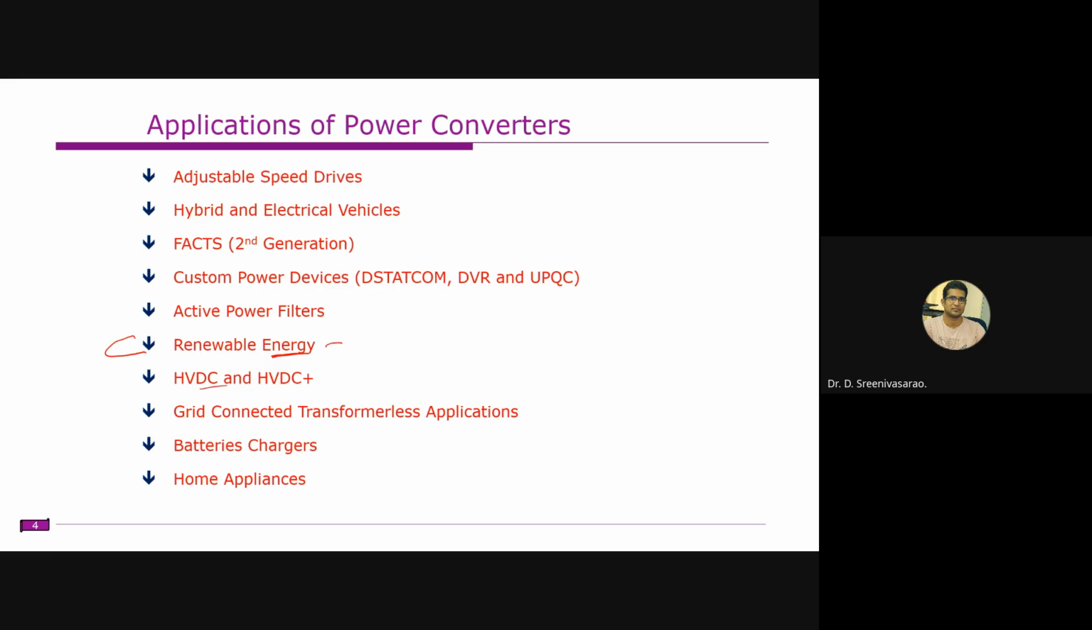So we have HVDC and HVDC Light or HVDC Plus, and grid connected transformerless applications. Normally if you are integrating to an 11 kV distribution grid, you typically require a transformer. By using these multi-level inverters, somehow we need to eliminate this transformer completely, so we can design the converter to the full voltage level. Then battery chargers for electric vehicles or battery energy storage systems, and home appliances like refrigerators, air conditioners, and handheld tools.